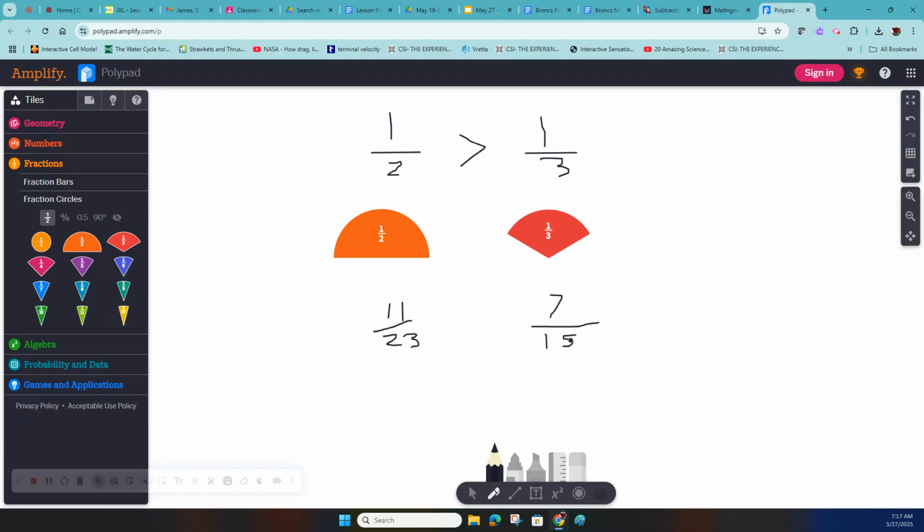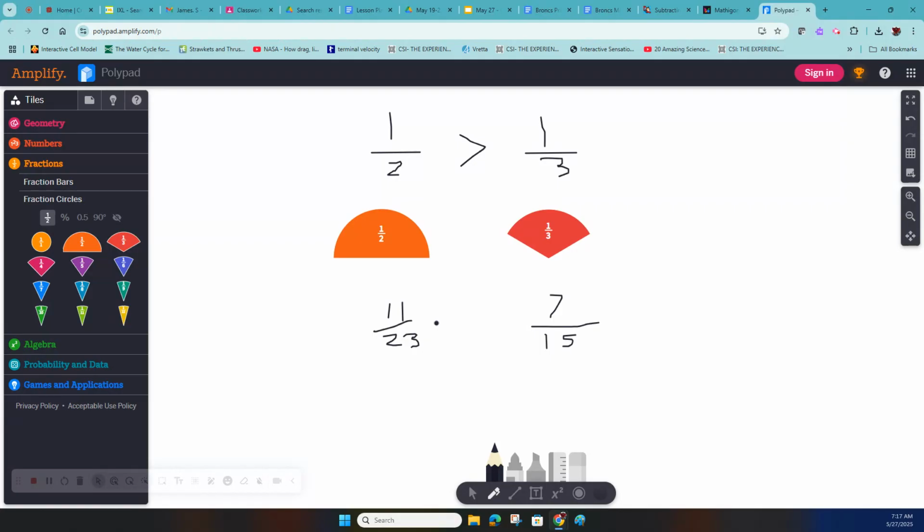How about over here with 7/15? Well, I know 7 doubled is 14, and half of 15 is 7.5. So, oh, geez, again, 7/15 is a little bit less than 1/2, just like 11/23. Holy smokes. So how do I compare these two? They're both a little bit less than half. Which one's greater, which one's less, or maybe they're equal?